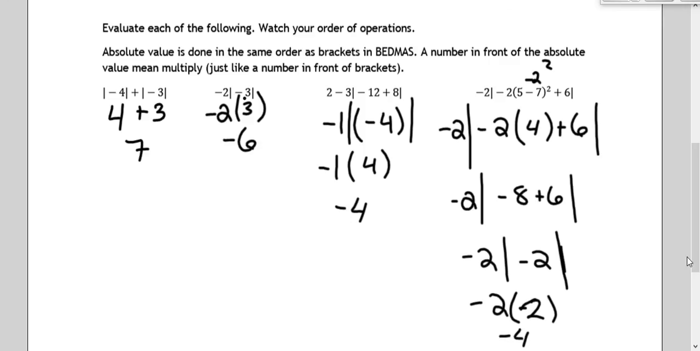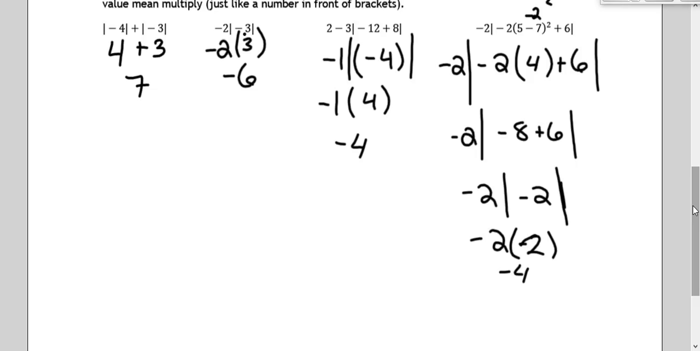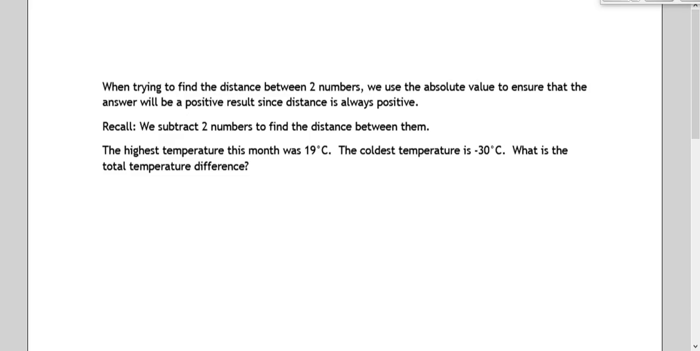Okay, so that's just simple BEDMAS, evaluating, practicing. Then we have a word problem here. The highest temperature difference this month was 19 degrees Celsius. The coldest temperature this month was -30 degrees Celsius. What is the total temperature difference?